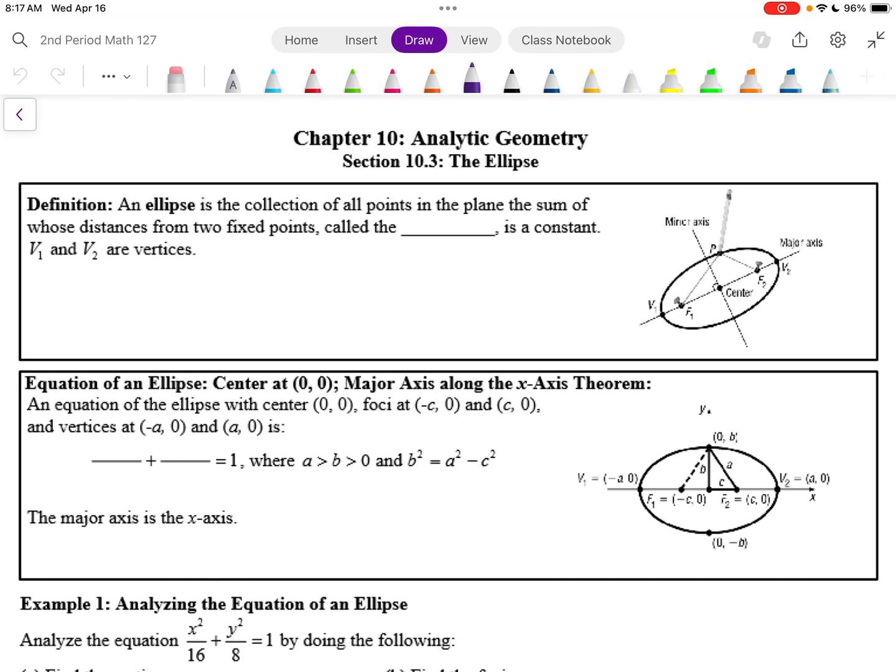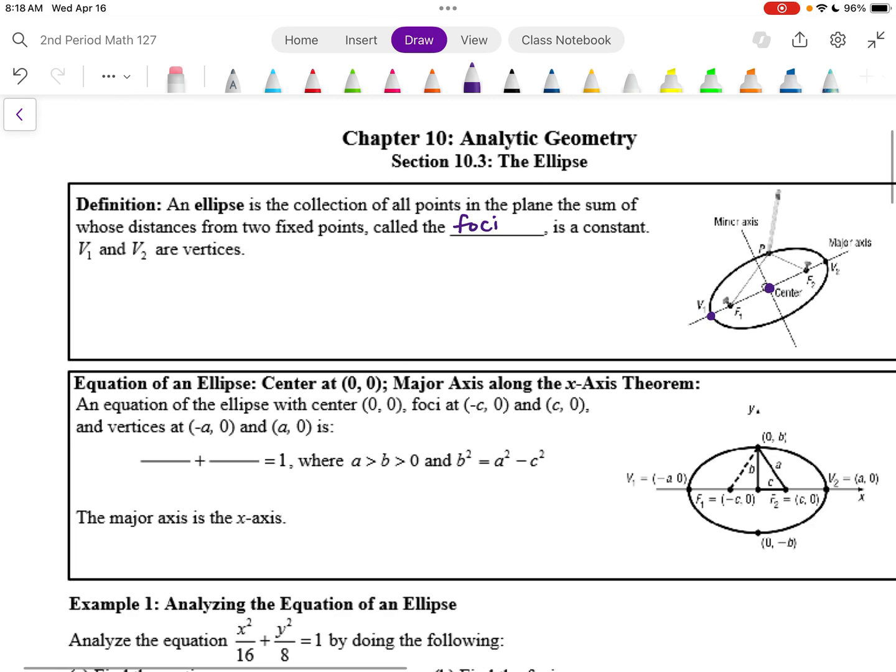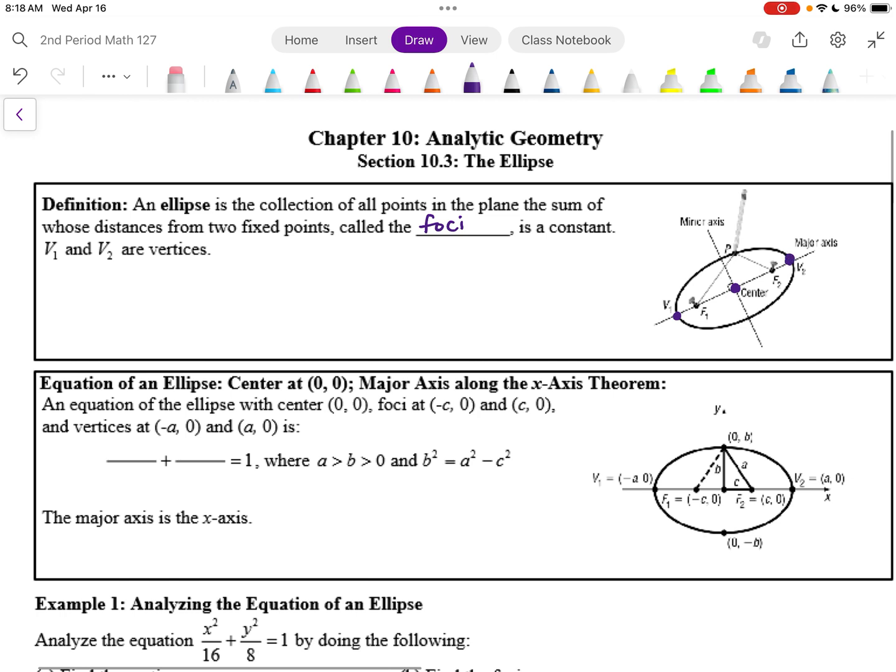So an ellipse looks very similar to an oval. It's a collection of all points in the plane, the sum of whose distances from two fixed points called the foci is a constant. So you're going to have a center. You have these two points that are called vertices. So vertices are in the same line as the center. So these are called vertices.